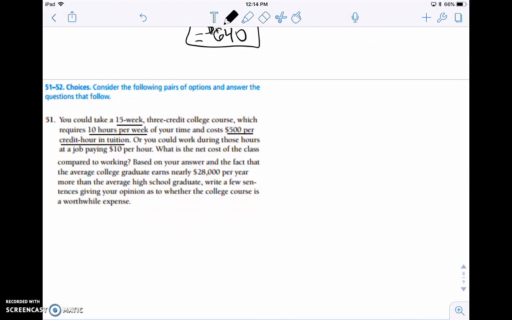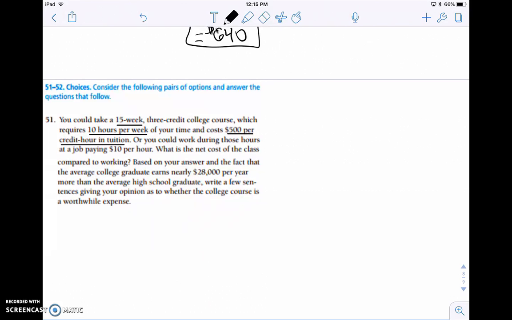15 weeks, 10 hours per week, that varies on the class. So that's one option. Or you could just work during those hours as a job that pays $10 per hour. And we want to find out what is the net cost of the class compared to working. So we're basically going to find out, what's the difference between, if you have to pay to go to college or if you make money by going to work at $10 an hour, how far apart are those numbers?